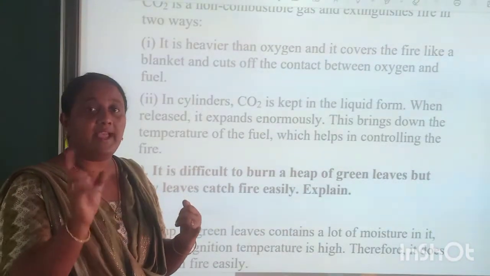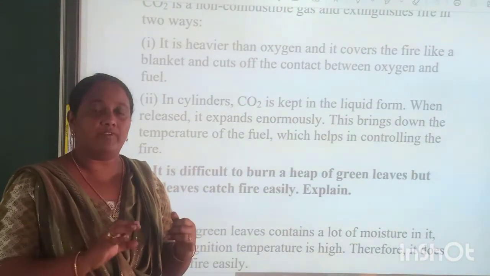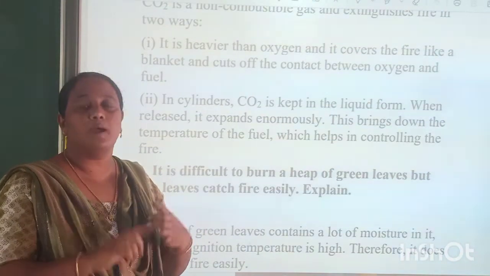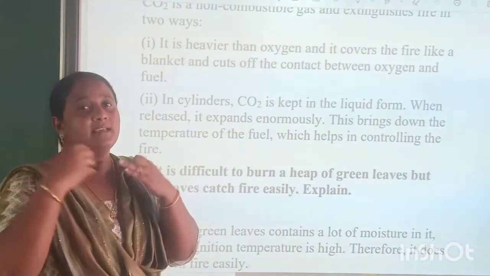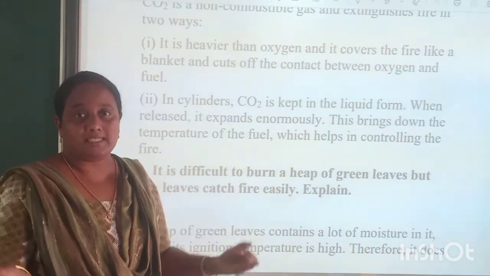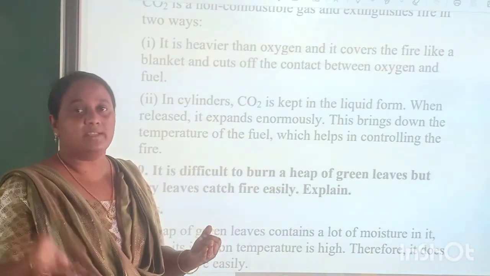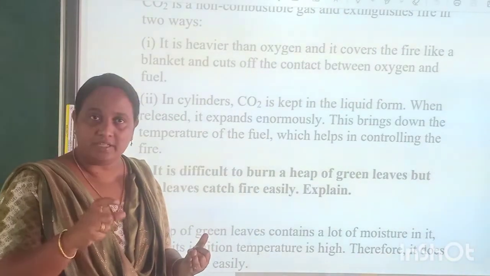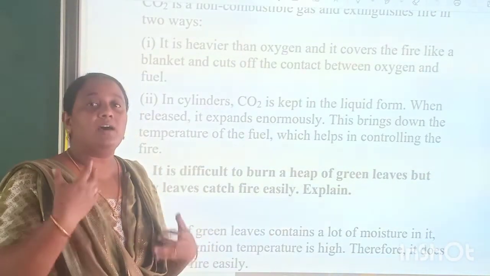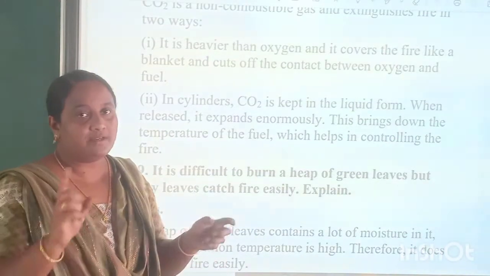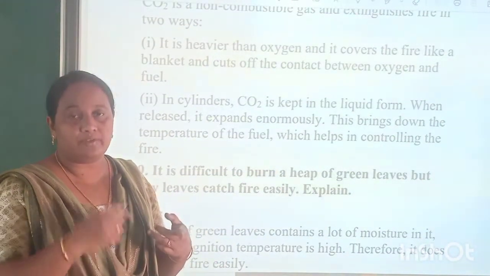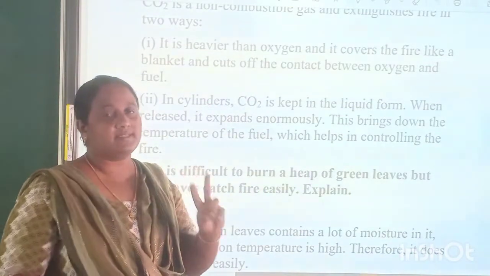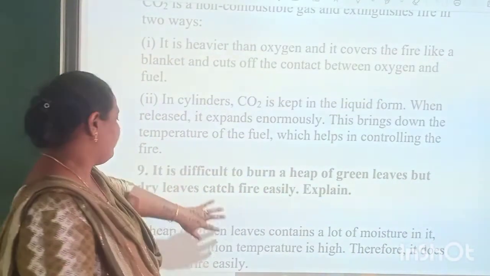First one, it is denser than oxygen, so it will cover the object and resist the oxygen from getting into that object, so it will not burn. Then the next one, it is compressed, and when it is released, it will expand very much and it requires some heat. That heat is taken from the fuel. Then the temperature of the fuel is lessened, that is, the ignition temperature will be lessened, and so the condition for fire will be cut off. First condition, it prevents the oxygen from getting into that object, and the second one, the ignition temperature also will be less. These are the two ways that CO2 resists the fire.